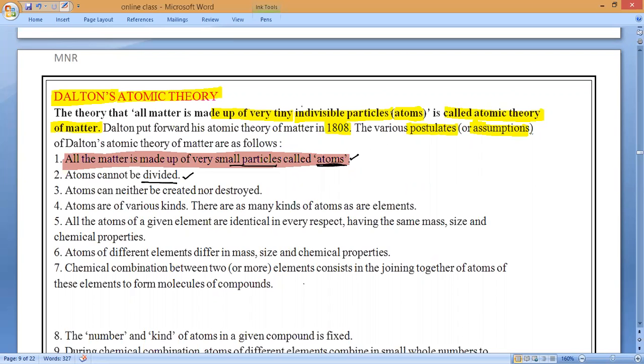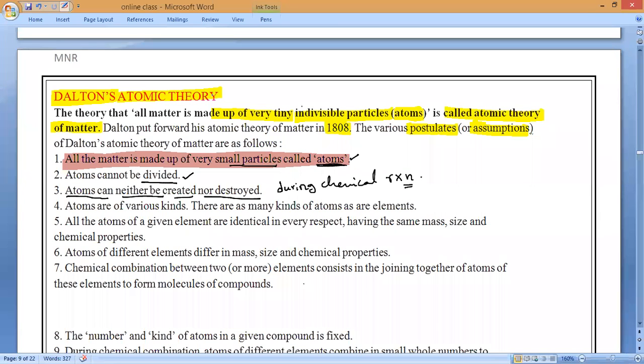Next, what is the first law of chemical proportions? Anybody can tell? Law of conservation of what? Mass. Law of conservation of mass. So that is the third point. Mass can neither be created nor destroyed during a chemical reaction. Atoms can neither be created nor destroyed in any chemical reaction. That is the third point of Dalton's atomic theory.